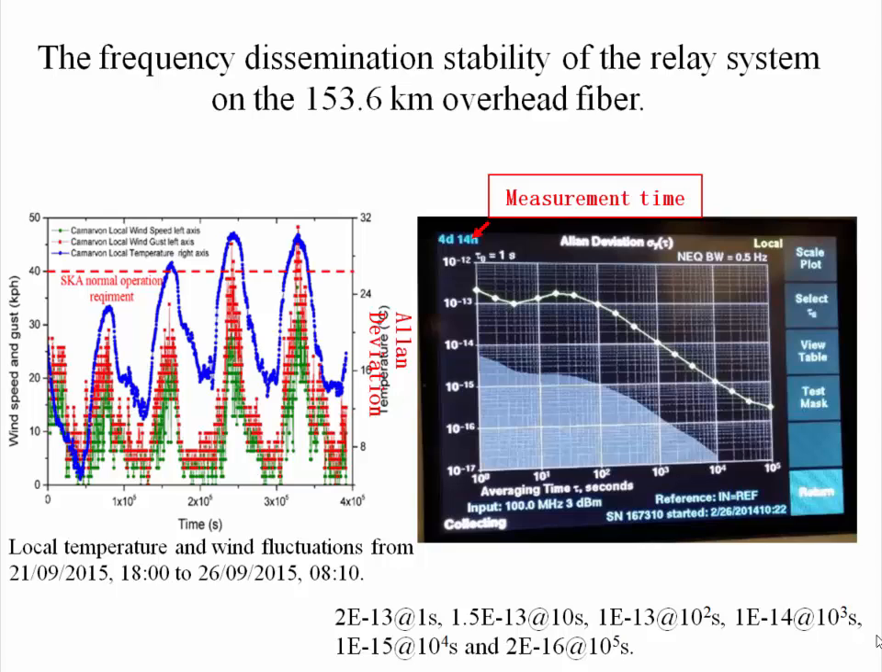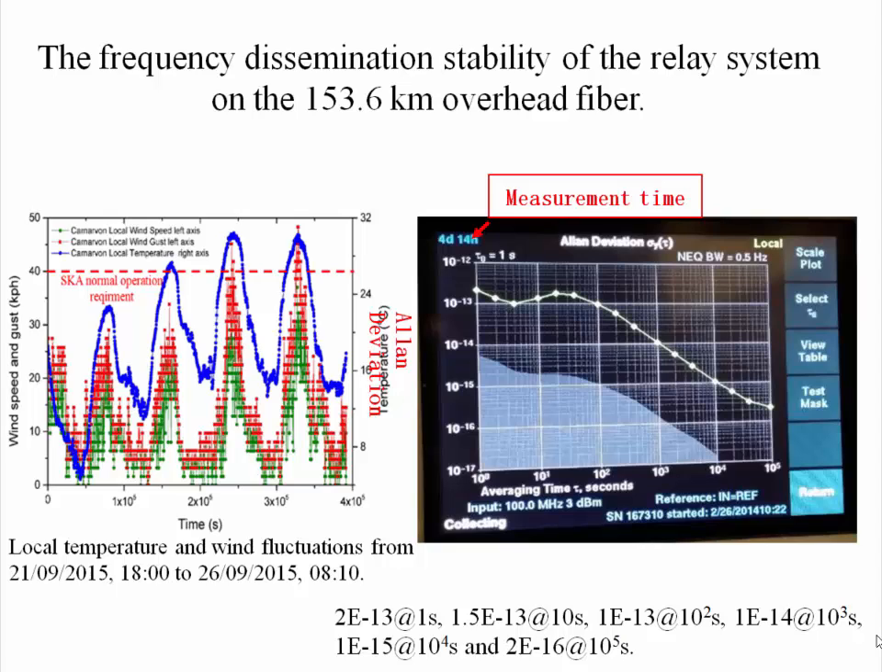This is the environment during the test. The test lasted more than 4 days, and the blue line is the temperature fluctuation during the test. In 1 day, the fluctuation is about 15 degrees. In some days, the red and green lines mean wind gusts and strong wind, which may be beyond the SKA operation requirement.